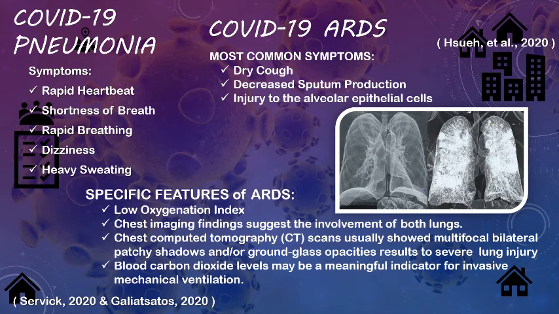Chest imaging findings suggest the involvement of both lungs. Chest CT scans usually show multifocal bilateral patchy shadows or ground glass opacity, resulting in severe lung injury. Blood carbon dioxide levels may be a meaningful indicator for invasive mechanical ventilation.